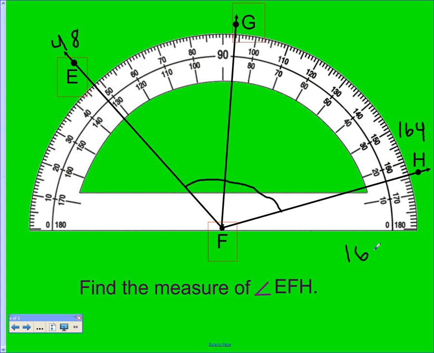So I'm going to do 164 minus 48. Let's go over here and borrow. 14 minus 8 is 6. 5 minus 4 is 1, 116. So the measure of angle EFH is 116 degrees. It's 116 degrees to go from this line right here all the way to this line.